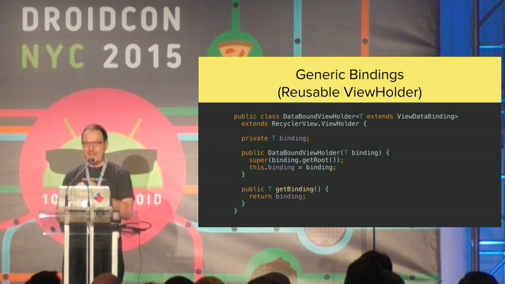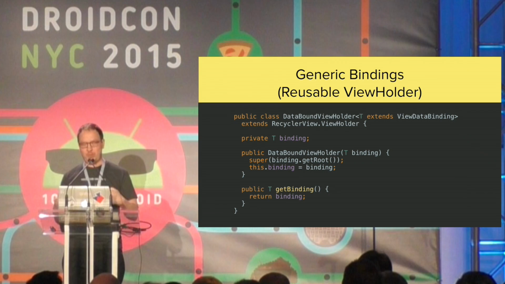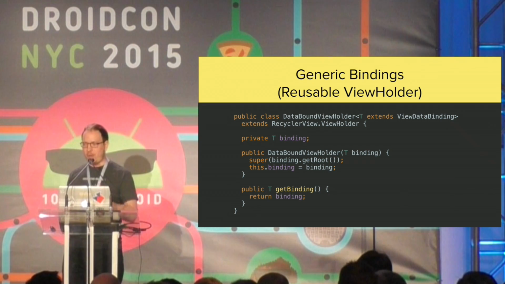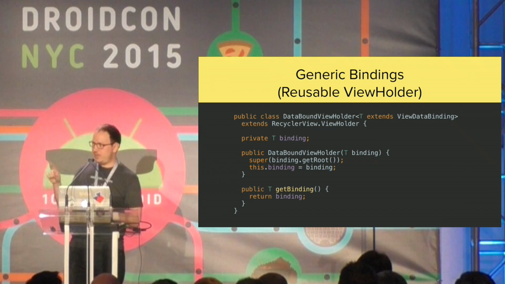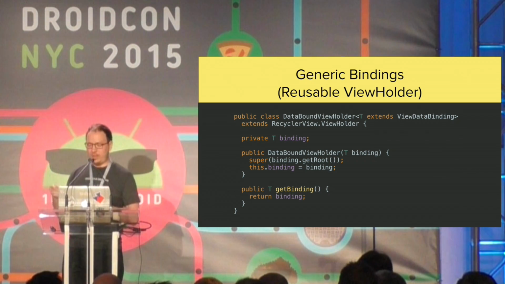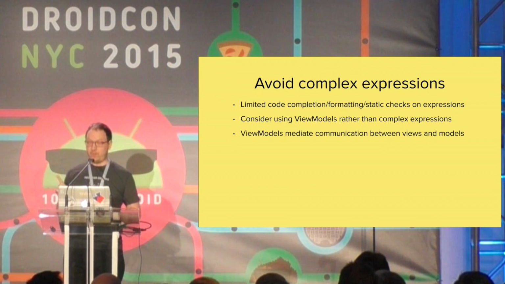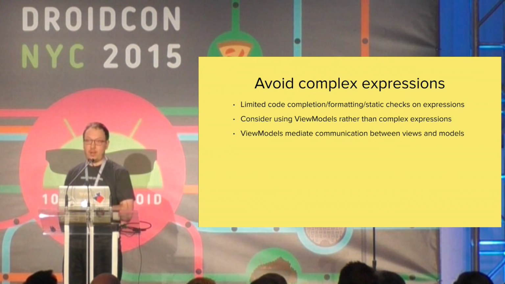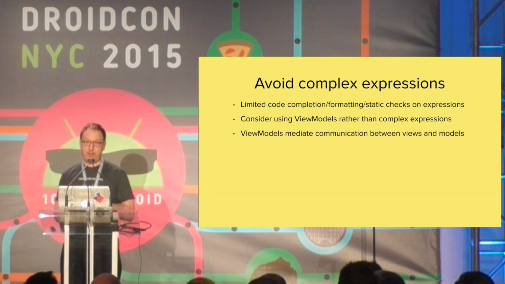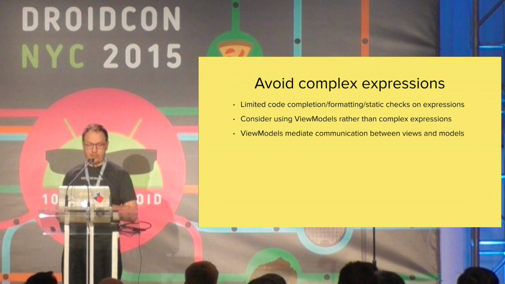It's like we finally have the tools to do logically what makes sense, rather than all these hacky methods one by one, like, oh, in my bind method, I'm going to set the value of this text view to this value. It's just so much better this way. So I said this once before, and I'm going to repeat it again. Avoid complex expressions in your XML layouts. They will get you every time.